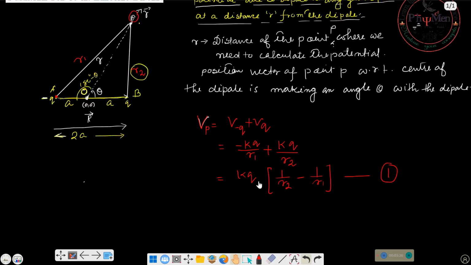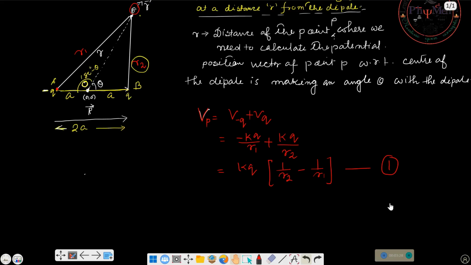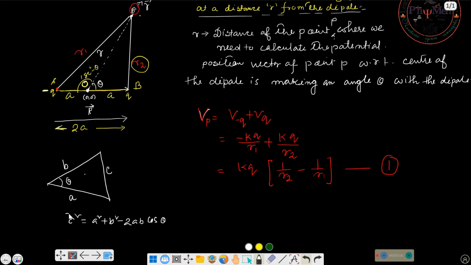Now we need r1 and r2. For r1 and r2 you surely know the cosine formula of the triangle. Suppose we have a triangle like this, this angle is theta, this side is a, this side is b, and this side is c, then c square is written as a square plus b square minus twice ab cos theta. This is from geometry.